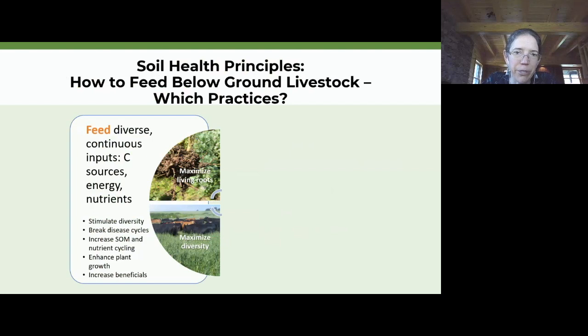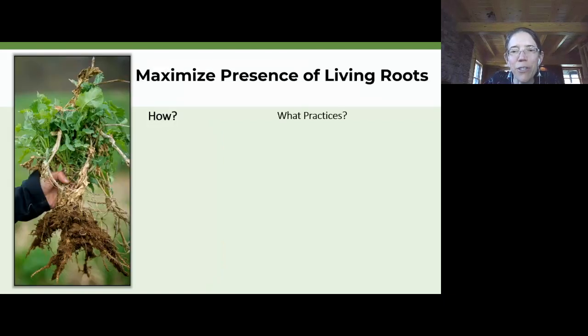The other set of principles: how do we feed our below ground livestock? And of course, feed versus protect, right? A lot of these principles are a little interactive, and you get a little of both in both, but to just kind of put a framework around it, I think maximizing living roots and maximizing diversity, those are really more about feeding the underground life, whereas the other two are more about protecting. But obviously, you can only put things in boxes so much. So how do we feed our below ground life?